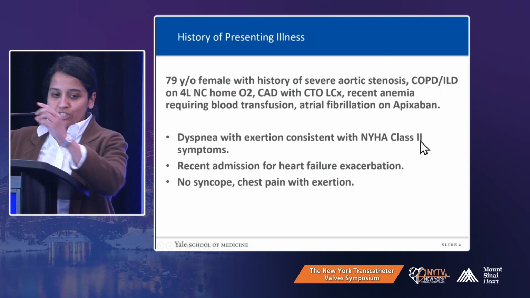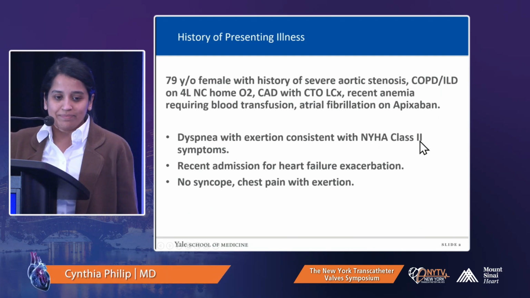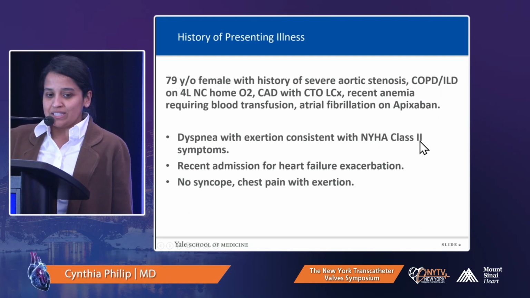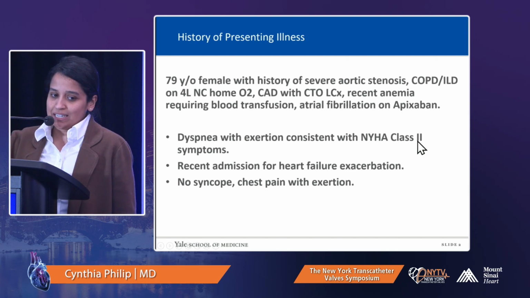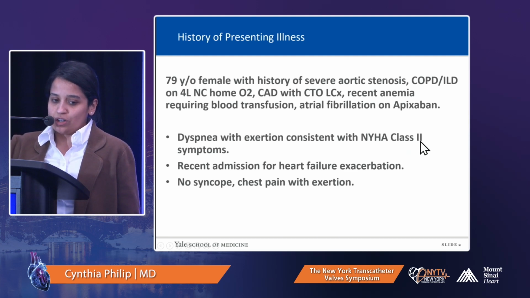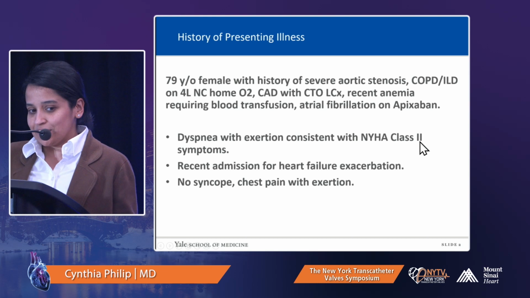I'll be presenting a case of coronary artery occlusion after TAVR. I have no disclosures. This is a 79-year-old female with history of severe AS, COPD, and interstitial lung disease on oxygen, coronary disease with a CTO of the circ, and recent anemia requiring blood transfusion along with AFib on anticoagulation.